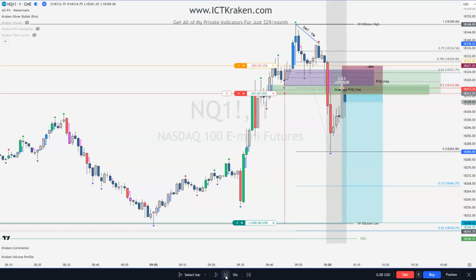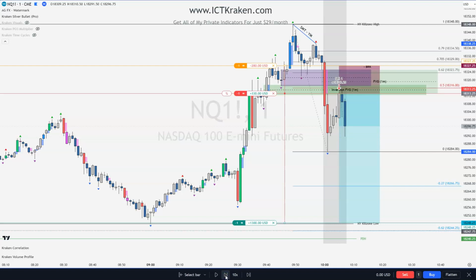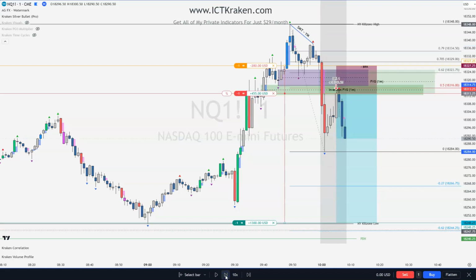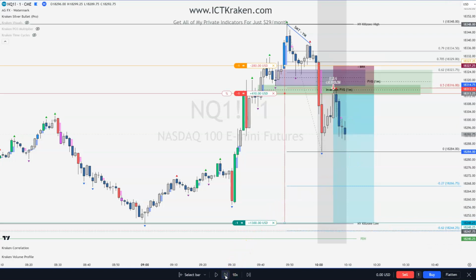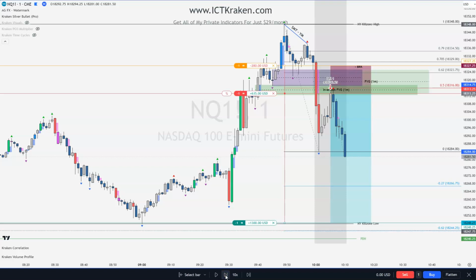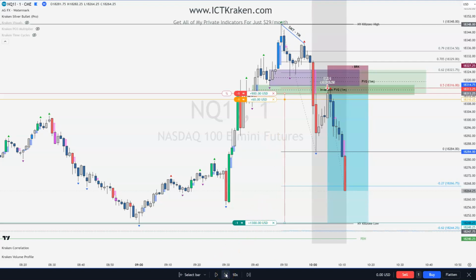Okay, loving it. Loving it. Go, keep going. When it breaks this low, I will go break even. All right, we're going to break even. All right, so you got 1, 2. If this leaves a PD array, I'll move my stop to there.